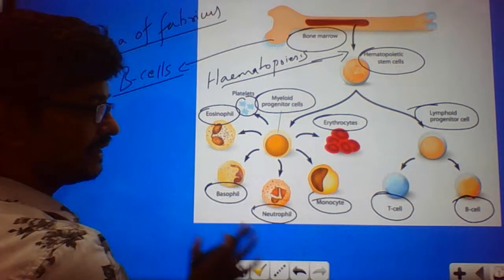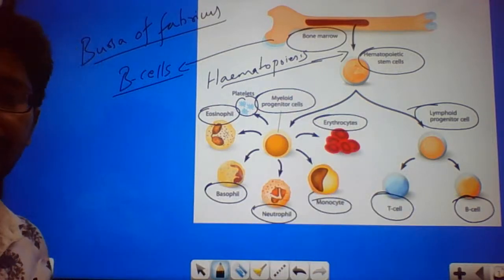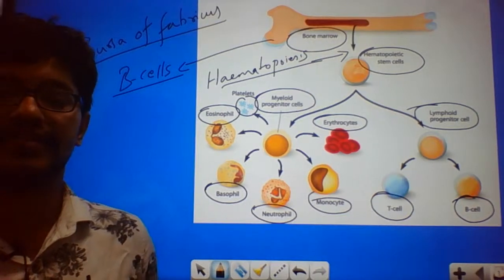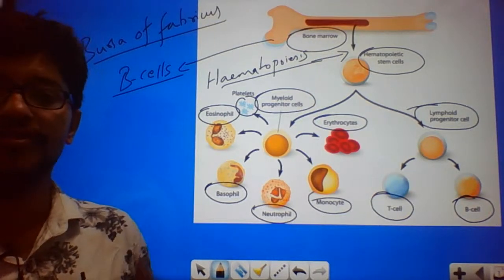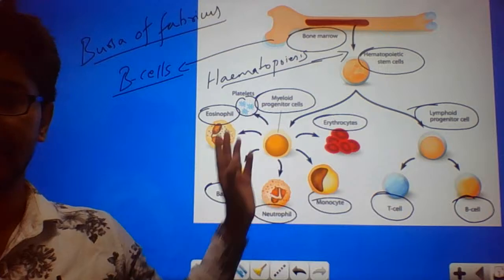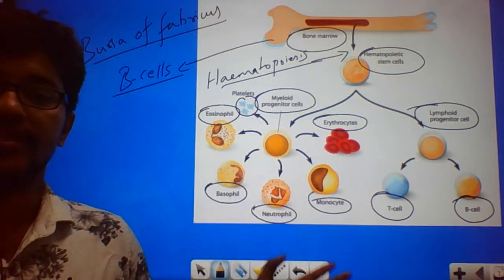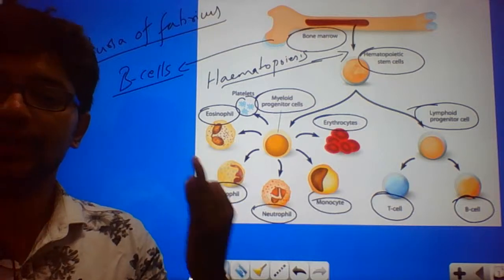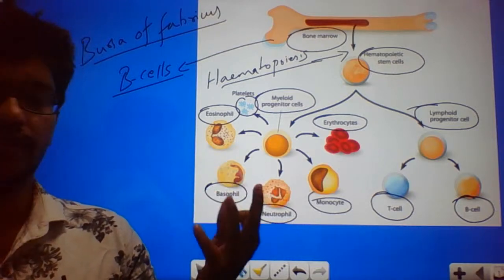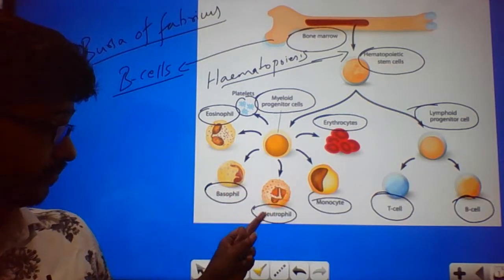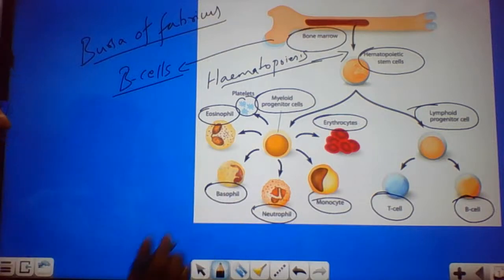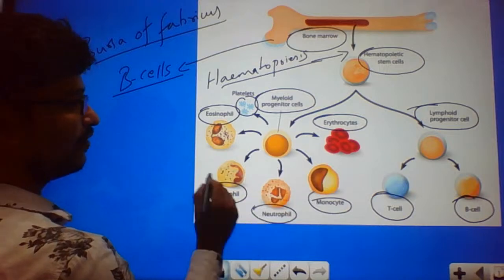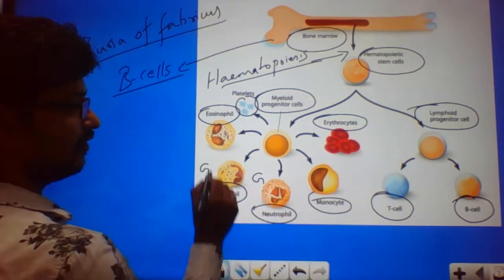Again, we're not going to discuss all the types of cells in detail. The reason is that we already discussed the blood cells when we discussed the circulatory system in human physiology, where we covered all the types of cells, granulocytes and agranulocytes. Examples for granulocytes are eosinophil, neutrophil, and basophil. You can see the presence of granules inside the cytoplasm. These cells are called granulocytes. Neutrophil is a granulocyte.